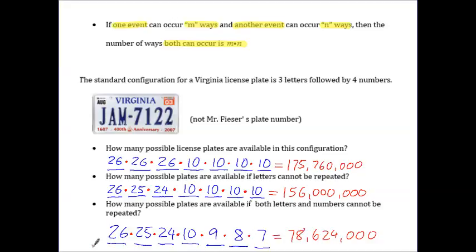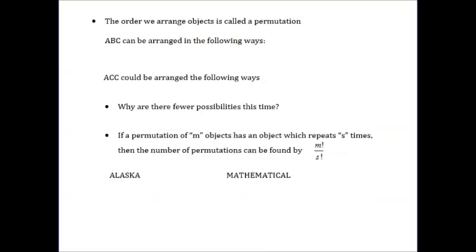Now these different possibilities that we can combine these letters and numbers in the number plate are called permutations. The order in which we arrange objects is called a permutation. So the different ways we can change that order are all different permutations of the same group of elements.